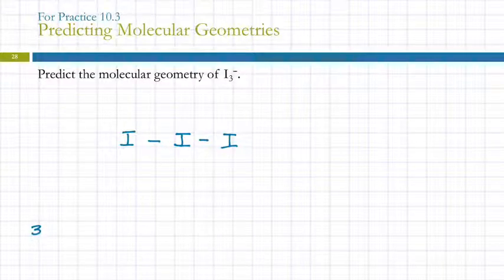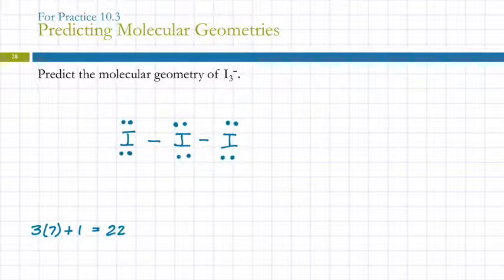We have 3 iodine atoms, and they each have 7 valence electrons. And the -1 charge on that ion, do I add an electron or subtract? I need to add an electron. So that's going to give me 22 electrons. 2, 4, 6, 8, 10, 12, 14, 16, 18, 20, 2 extras. Where do they go?